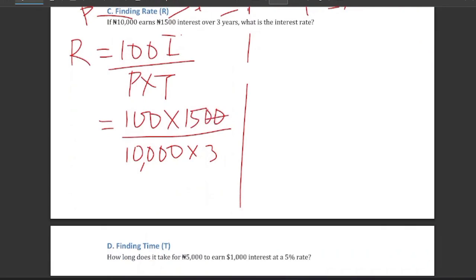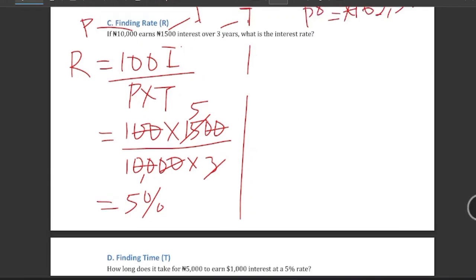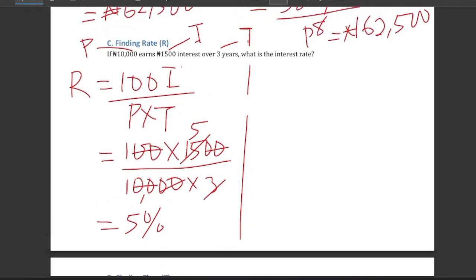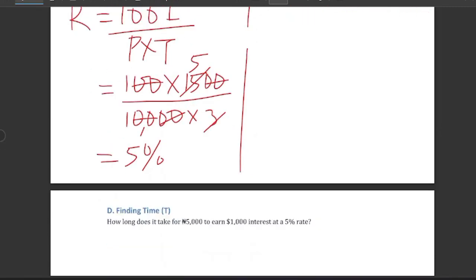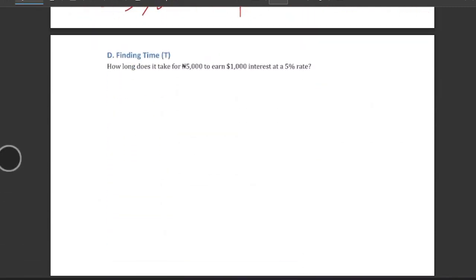This 0 cancels this 0. This 0 cancels this 0. Can you see? 3 here goes into 3 once, and into 15 five times. So that means the answer is equal to 5%, because it is rate, it must be in percentage. I believe this is clear. Please, if I'm too fast, just try to watch the video over again to get it. All right? Okay, move to the last part here.